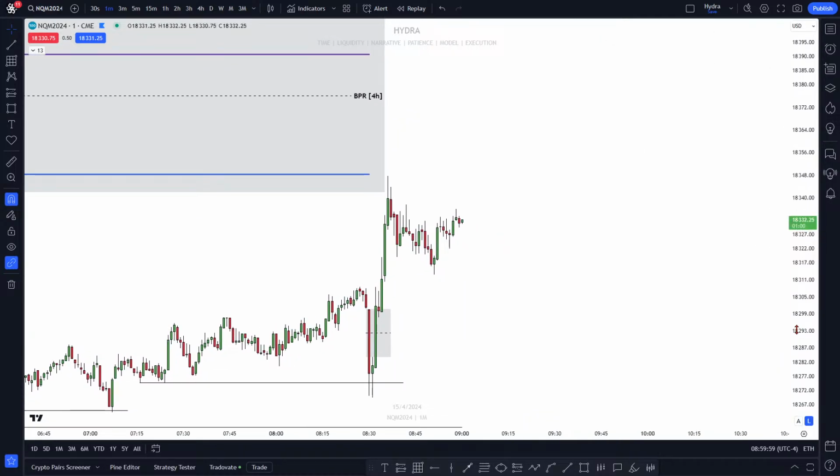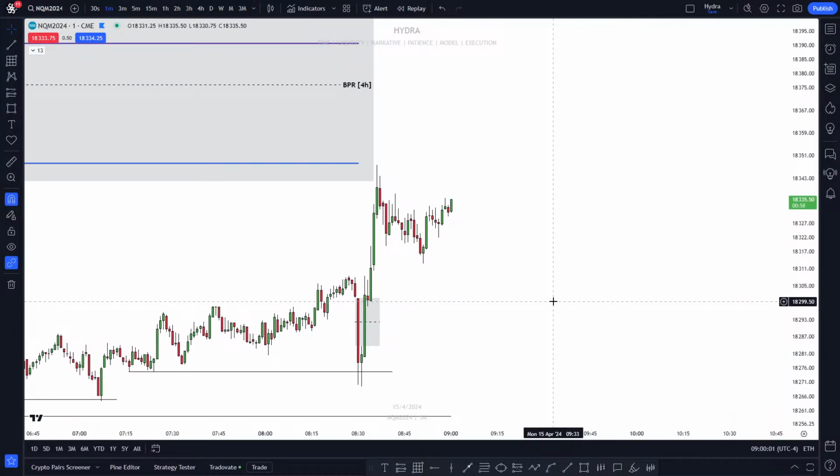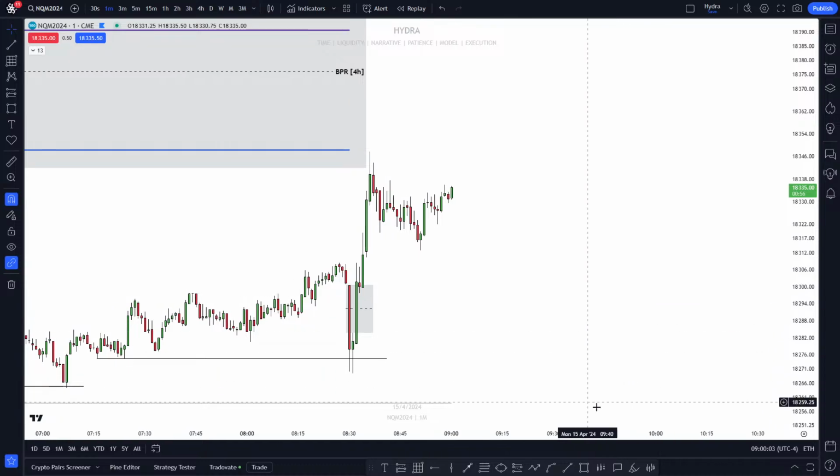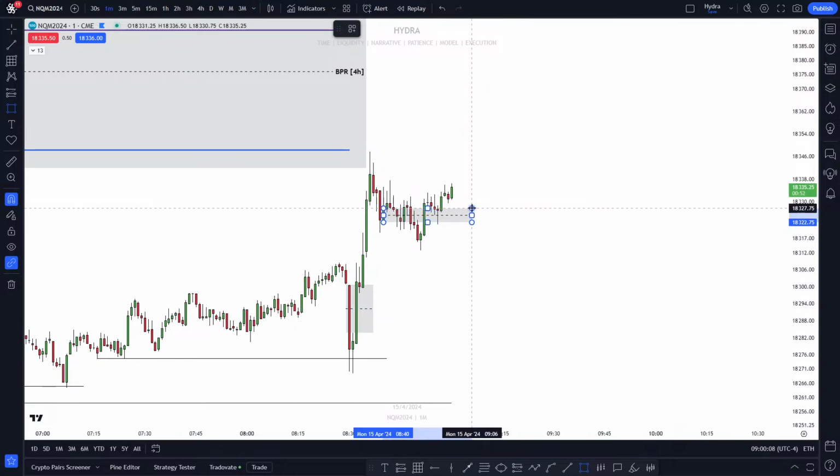So now we'll wait for 920 macro to get visible. I see a small breaker with fair value gap.